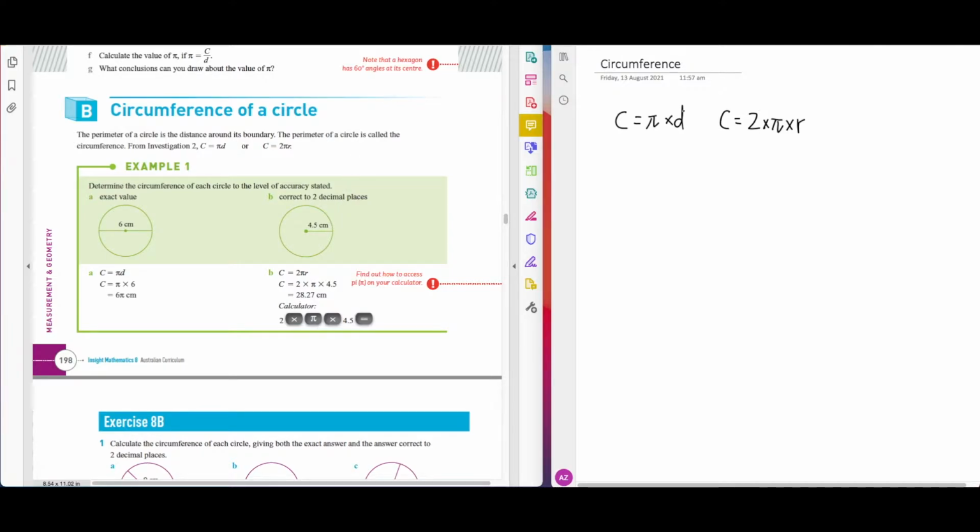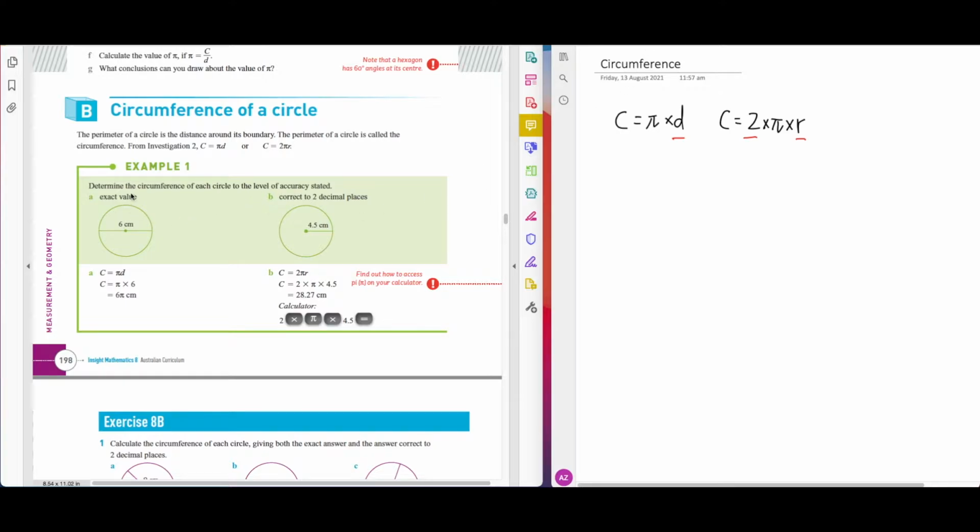And the reason these two formulas are the same is because we know that the diameter is equal to 2 times the radius. Right, so in this case, the diameter is just the same as 2 times the radius. So essentially, these two formulas are the same. And yeah, the diameter is 2 times the radius. So now I'm going to show you how to work out the circumference using your calculator.